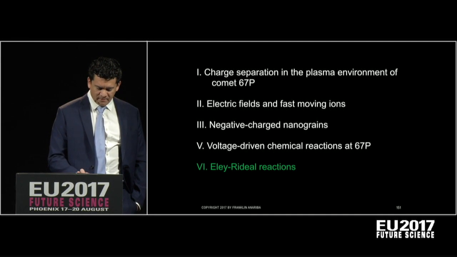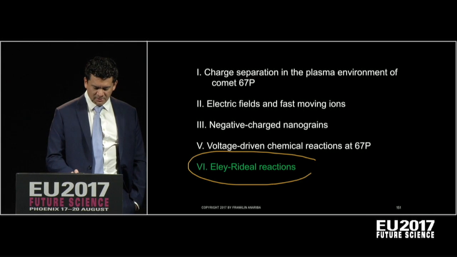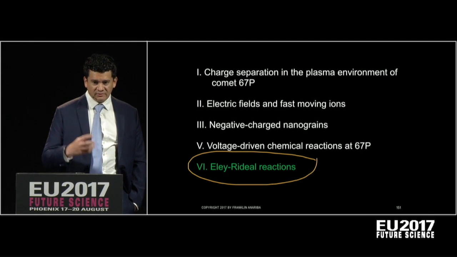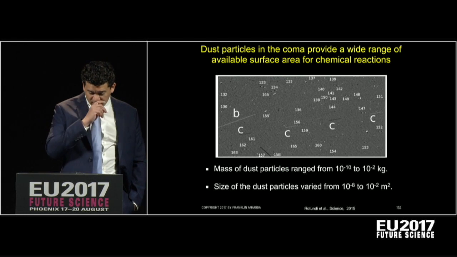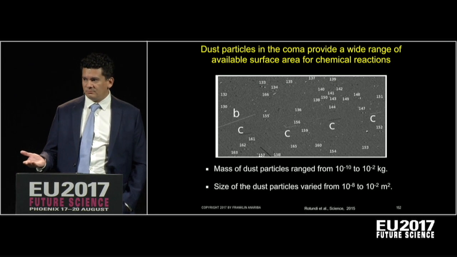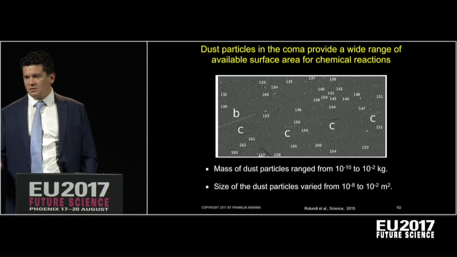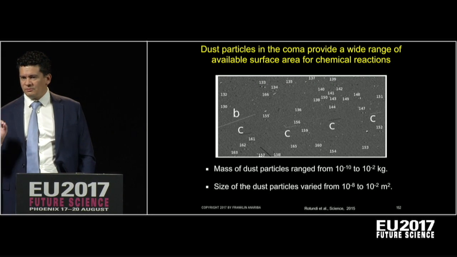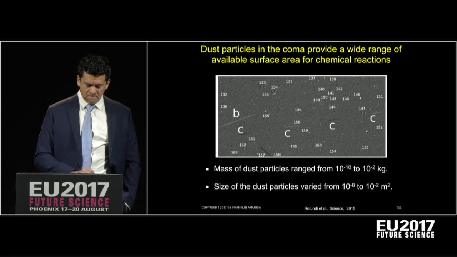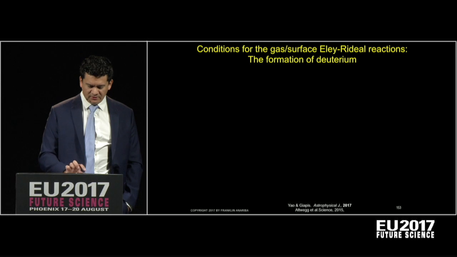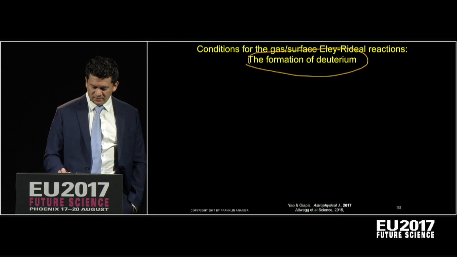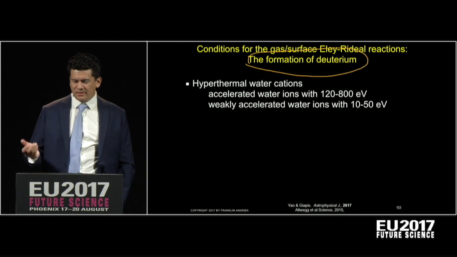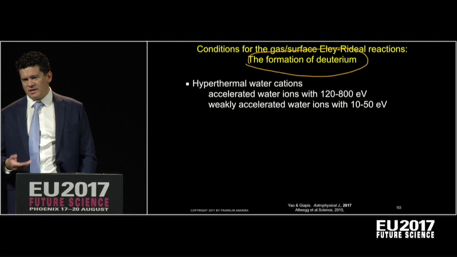And I'm going to end my talk by talking about one particular type of reaction. It's an Eley-Rideal reaction. This is a gas-surface reaction. I will talk about two cases. And just to remind you that we have particles in comet 67P of all different sizes, so reactions can definitely occur there, as they can also occur on the surface. So, the conditions necessary for this particular reaction, which is the formation of deuterium. Deuterium is basically water where one of the hydrogens has a neutron.